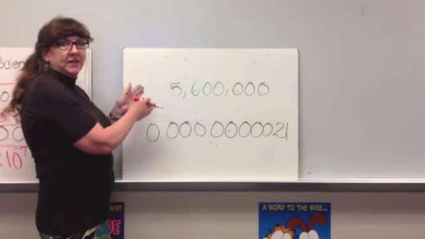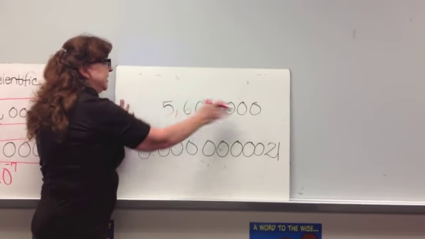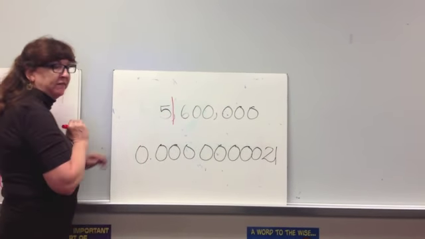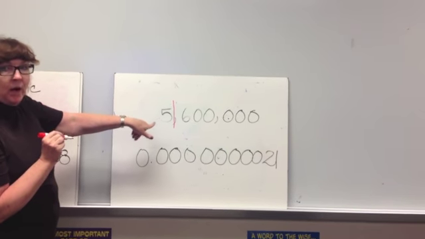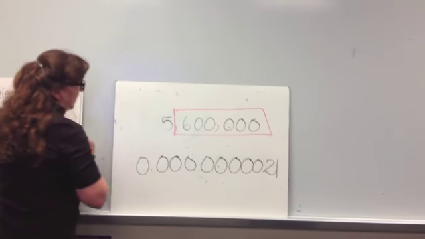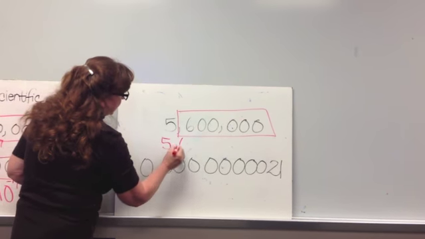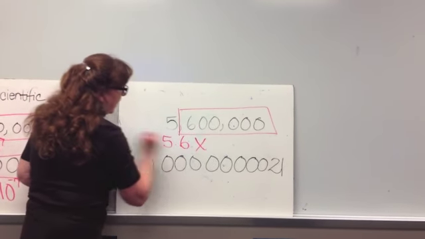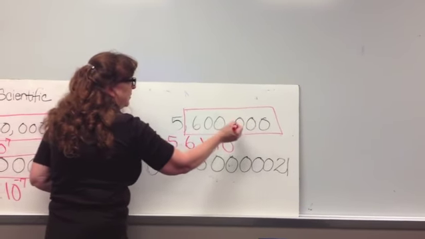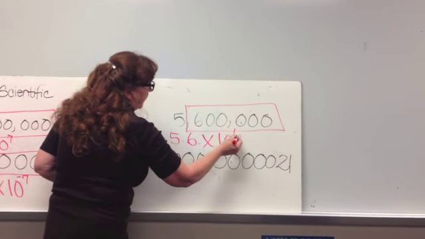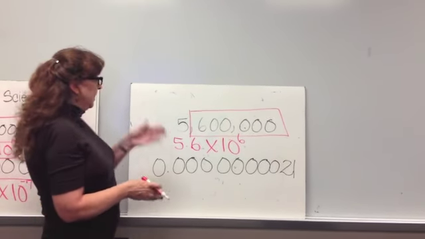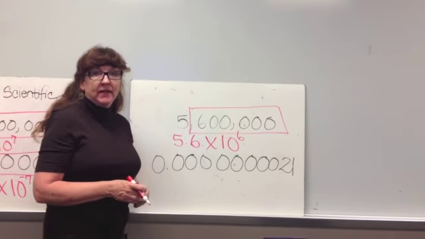Okay, so here we have another very large number, 500,600,000. Okay, so I'm going to draw my box right after that first rule that says a number greater than 1, less than 10. I'm going to draw my box. I go ahead and I say 5.6 times my power of 10. I count inside my box 1, 2, 3, 4, 5, 6. There's my exponent. Now, is that going to be a positive exponent or a negative exponent? It's a large number, so I have to have a positive exponent.